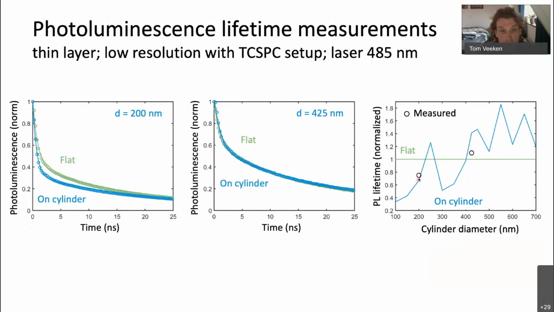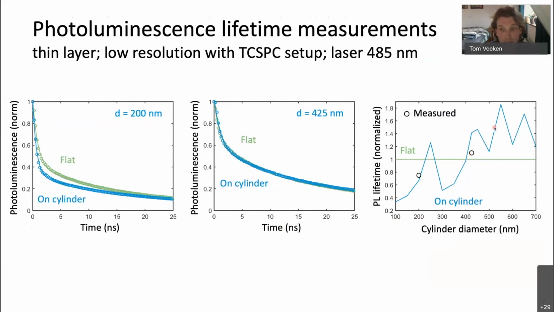Again, here the black circles show the measured results of these two figures on the left, showing lower PL lifetime for the 200 nanometer case and roughly the same for the 425. And that also coincides with the predicted results from simulations.